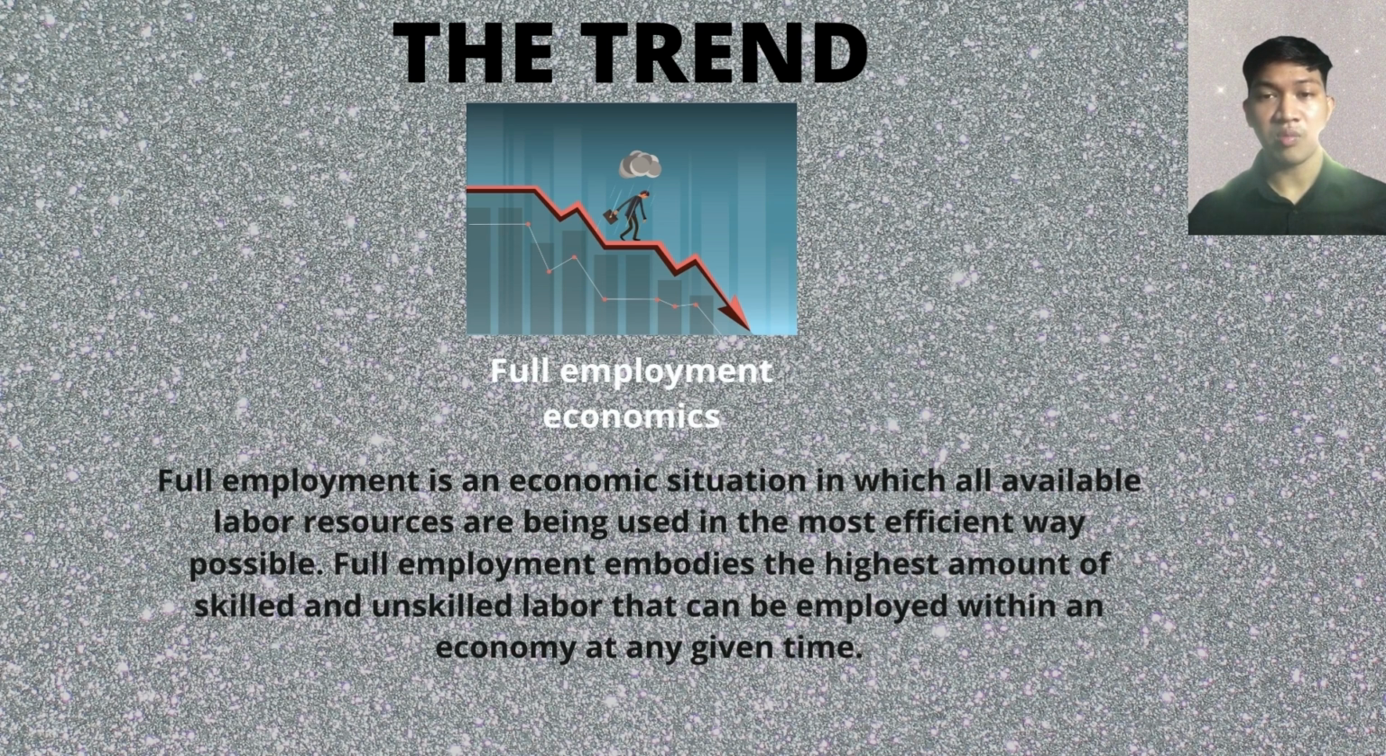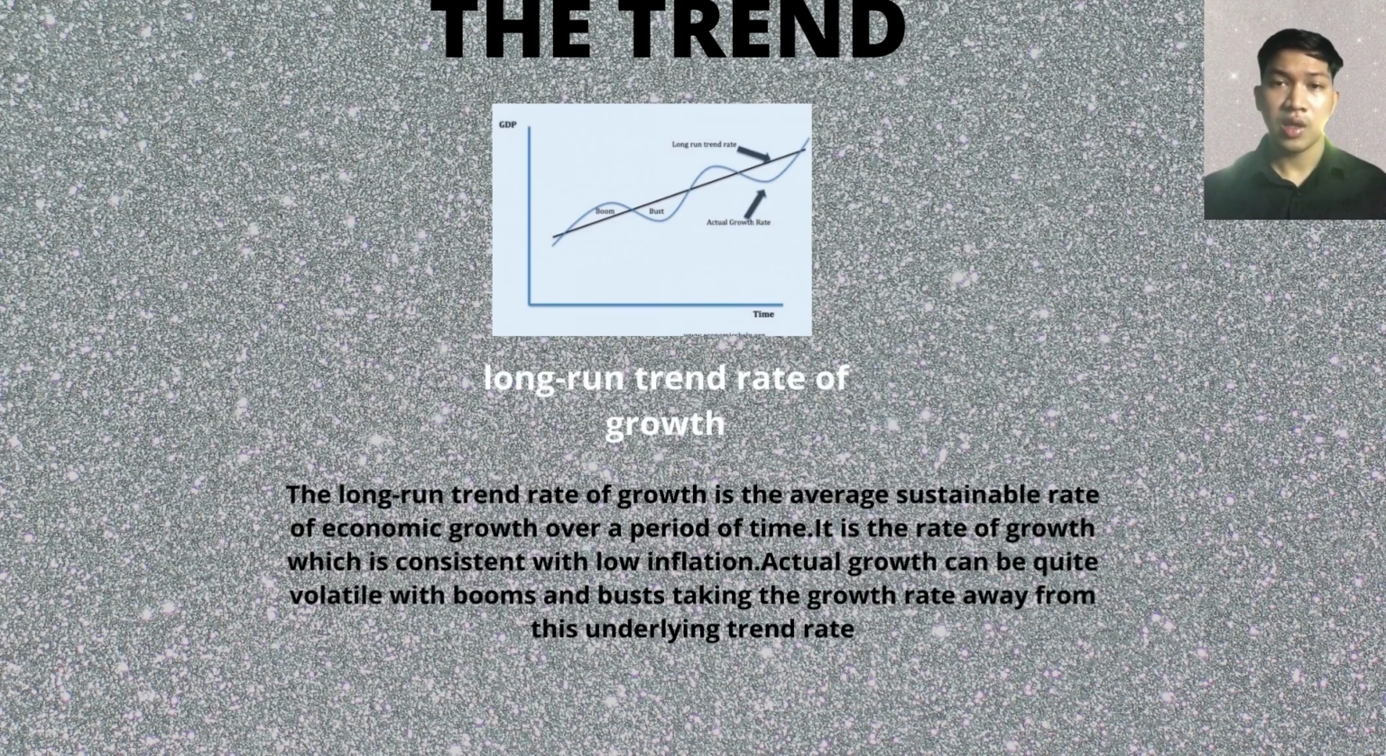Another way of thinking about full employment is when an economy is experiencing economic growth close to its long-run trend rate. Next is the long-run trend rate of growth. The long-run trend rate of growth is an average sustainable rate of economic growth over a period of time. It could also be termed the underlying trend rate of economic growth. The long-run trend rate is determined by growth in productive capacity. It is the rate of growth which is consistent with low inflation.